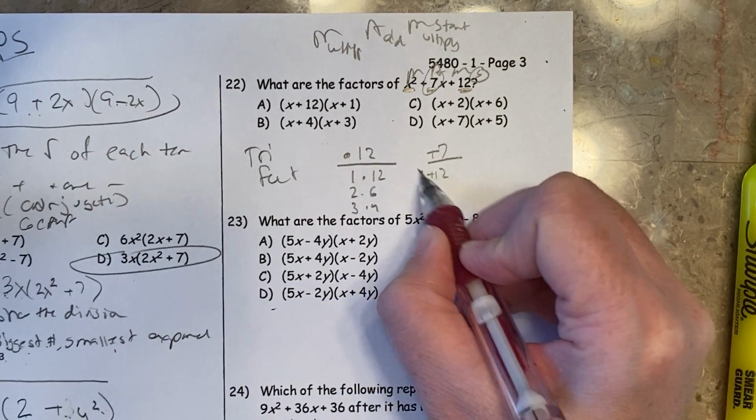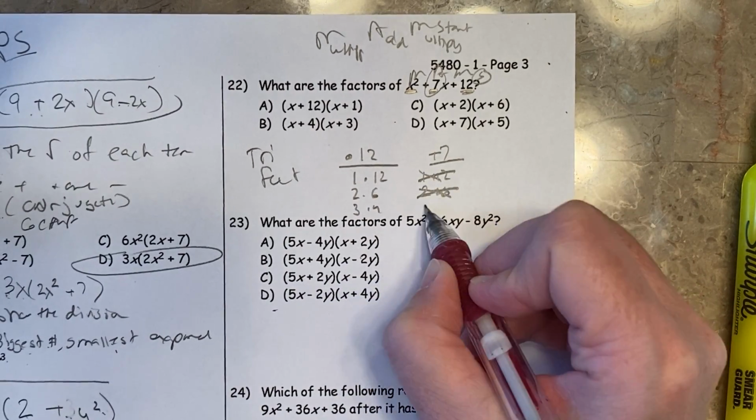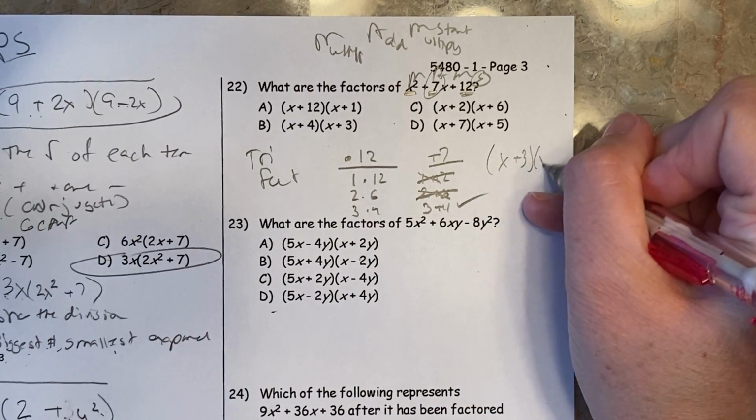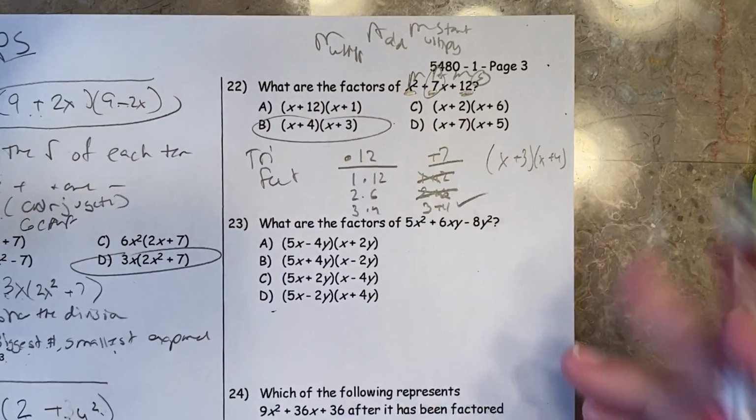So 1 plus 12, no good. 2 plus 6, no good. 3 plus 4, we have a winner. And that's how you figure it out. So it'll be positive 3 in one and positive 4 in the other.